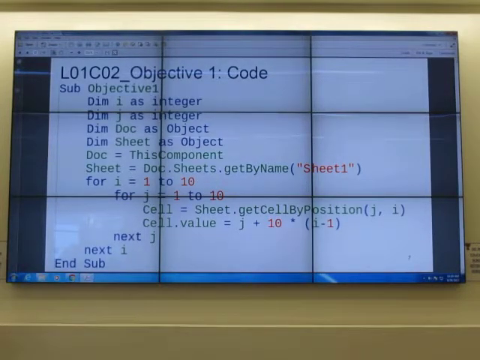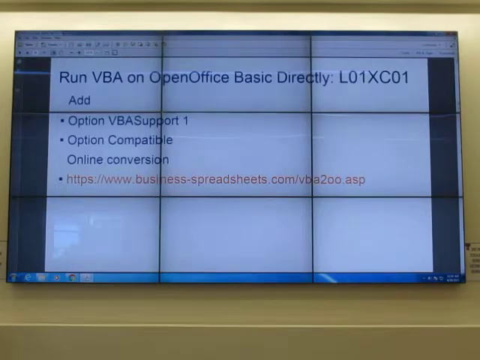Objective 1, which is writing 1 to 100. Okay. This is a code in OpenOffice. If you want to put the code in VBA, instead of doc.sheet.getNameBy, you just use CELLS, parentheses, and then index I, J. You remember that? Previously, I showed you the difference.